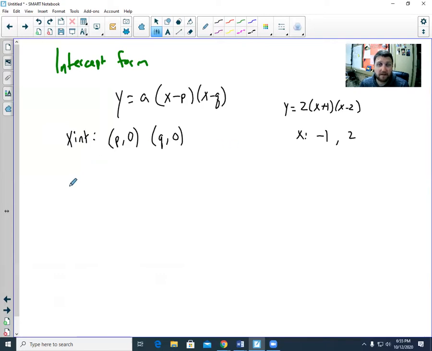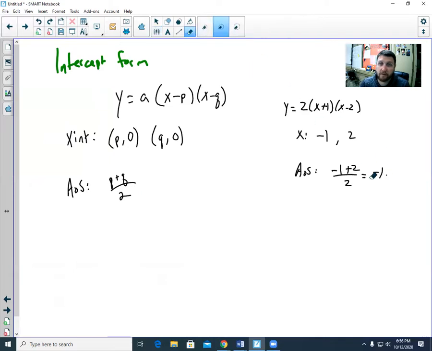Now, the thing that makes it kind of tricky is now we have to find the axis of symmetry. If we're looking at the axis of symmetry, this is going to be (p plus q) over 2, okay? Again, so here, the axis of symmetry is (-1 plus 2) over 2. -1 plus 2 is 1, over 2 is 1/2.